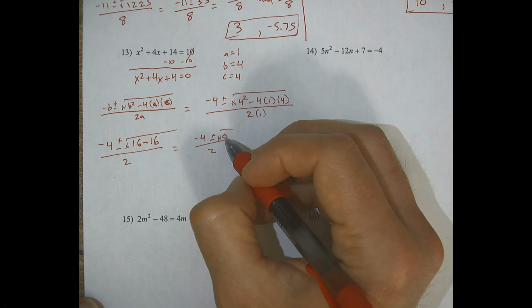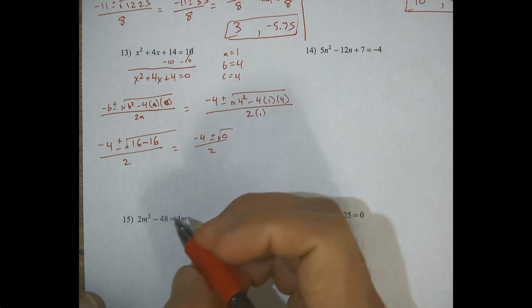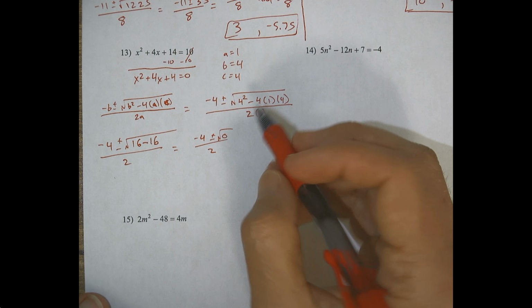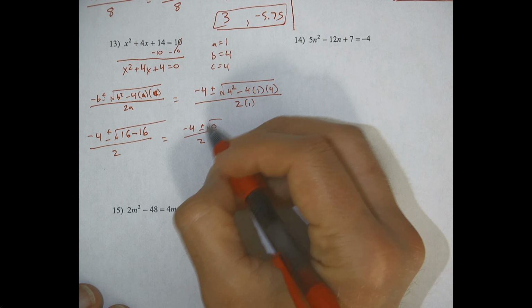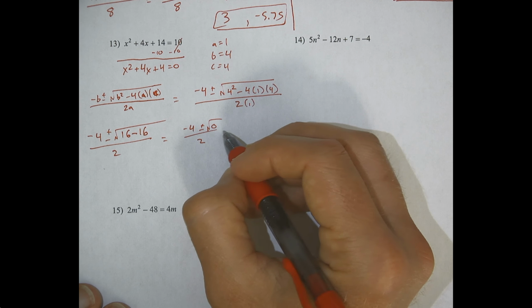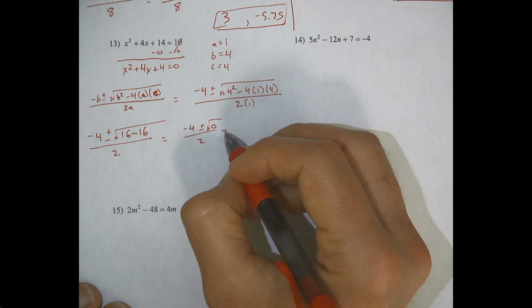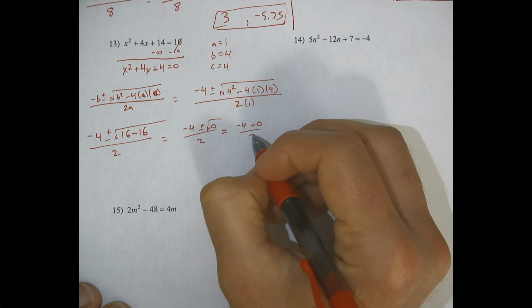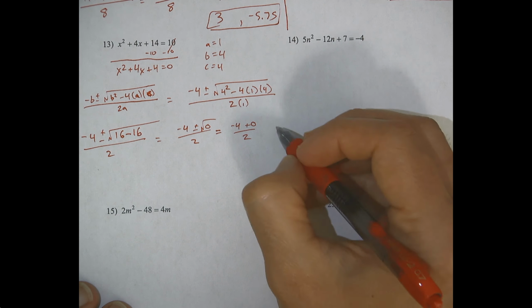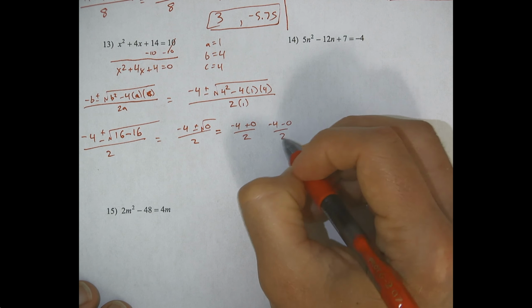Because my discriminant is 0, that means I'm only going to have one solution, not two like up here where I had 2. The reason is that the square root of 0 is 0. What times itself gives you 0? It's 0. So I can do negative 4 plus 0 divided by 2. And if I really wanted to, I could do negative 4 minus 0 divided by 2.